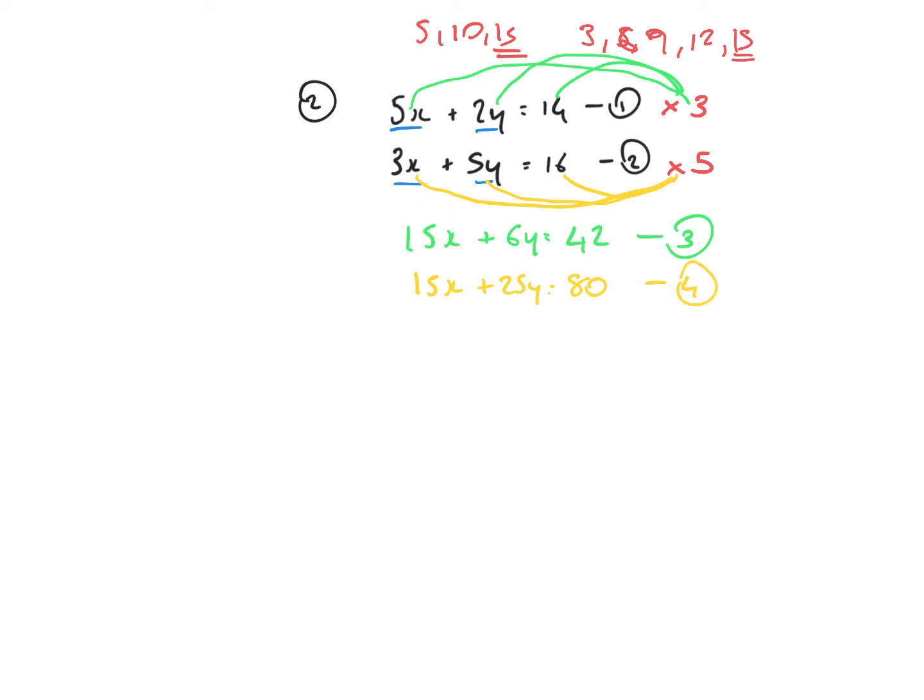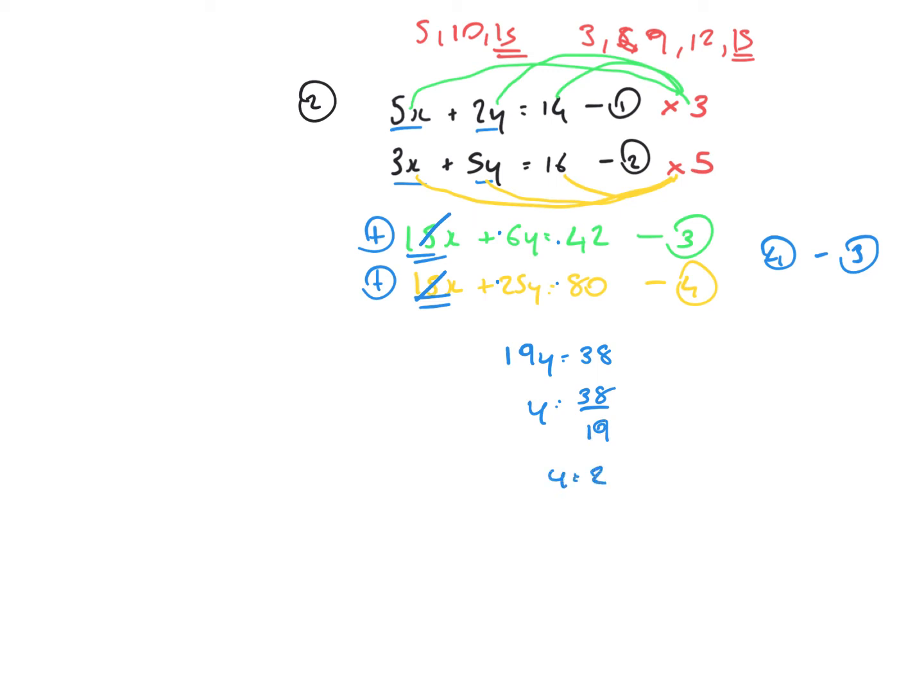Okay, so I'm getting rid of the x's this time because they're the same value. So it's two pluses, so again, it's the same signs, subtract. So I'm going to do 4 take away 3. Okay, so the x's go. 25y take away 6y is 19y. 80 take away 42 is 38. It's then y equals 38 over 19. 38 divided by 19 is 2.